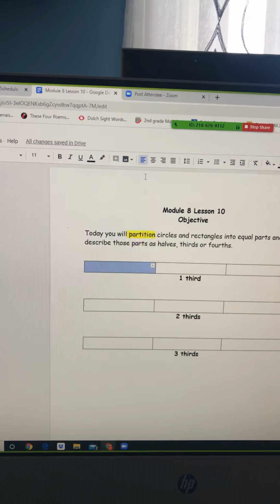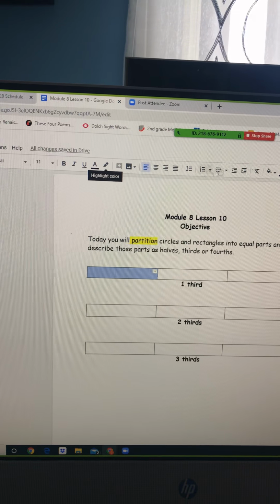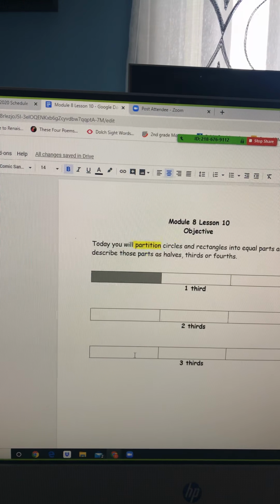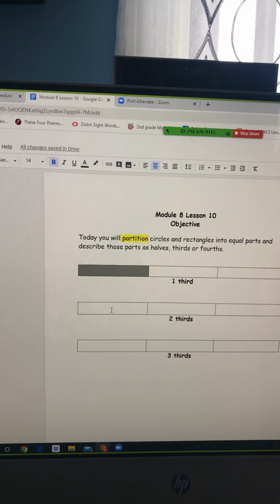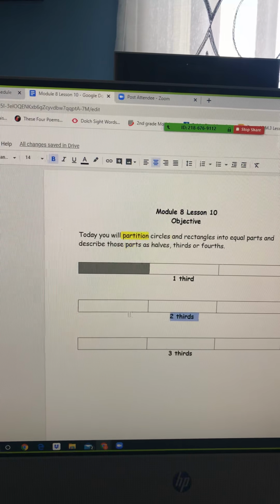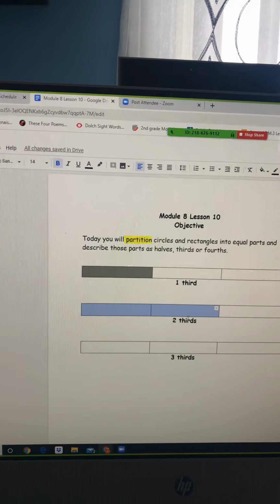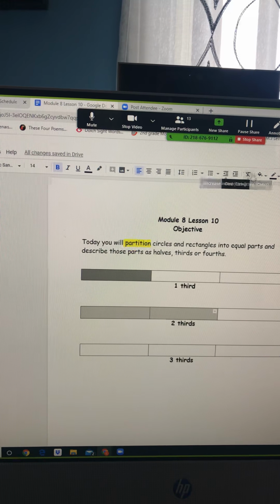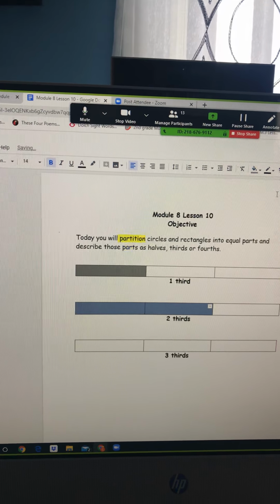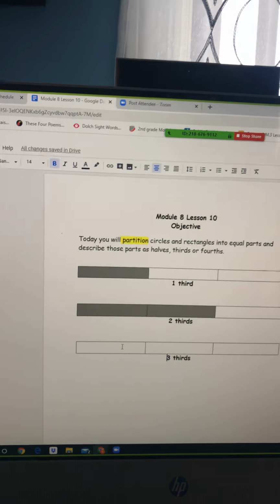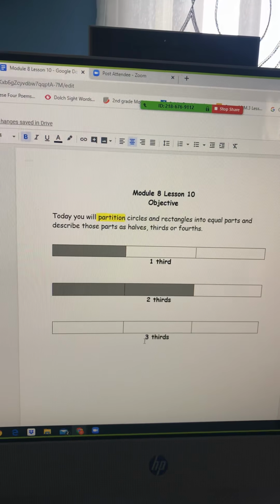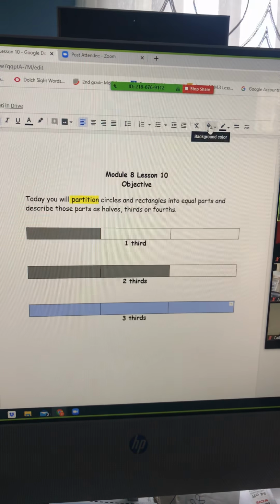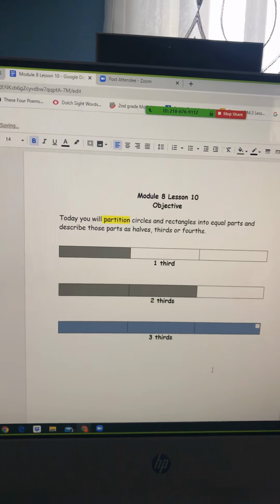I'm going to take one of the equal pieces and I'm going to fill it in. If I have a rectangle and I want to show 2/3, I'm going to take two of the equal pieces and fill them in. If I have a rectangle and I want to show 3/3, I'm going to take all three pieces and fill them in.